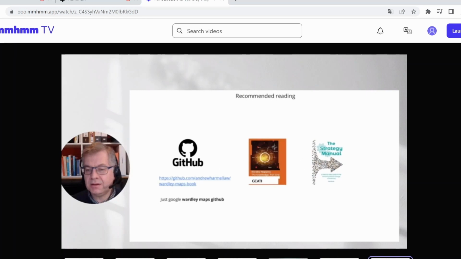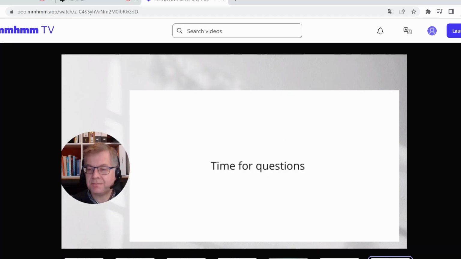Here is some recommended reading. You can download for free Wardley's excellent book on Wardley mapping. It's also available in paper form, and I also recommend greatly to read Mike Baxter's The Strategy Manual. These two books together will make you very well equipped to work with these things, I think.